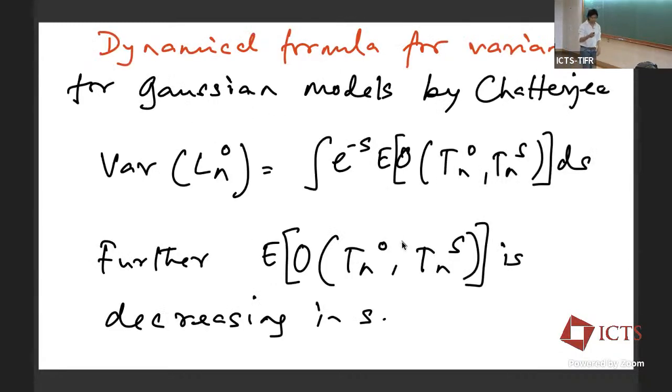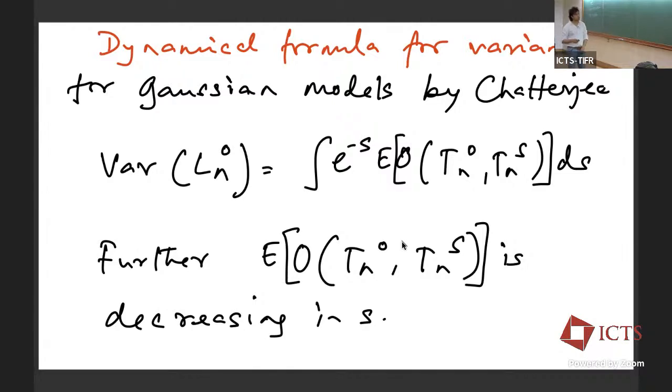This is the first formula, which might look a bit strange, but it's certainly quite powerful. If I get time at the end, I'll describe how to derive it. This key input coming out of Fourier analysis is a dynamical formula for variance. Recall ln0 is the passage time at time 0. It turns out, and this was developed by Chatterjee as a general theory, that the variance of this passage time can be represented as an integral. This representation connects the variance to the overlap.